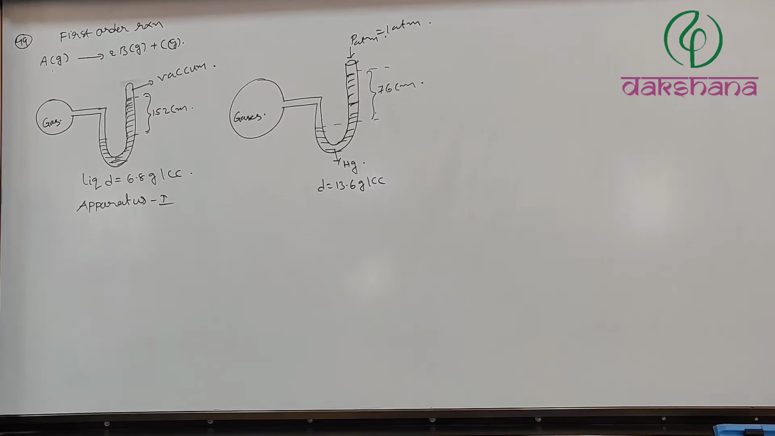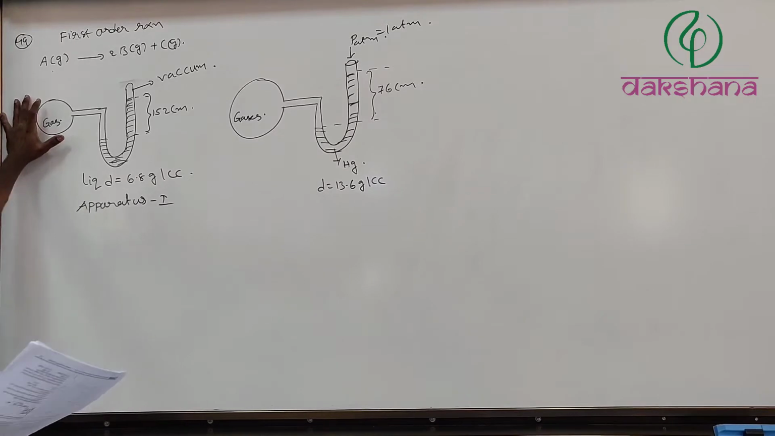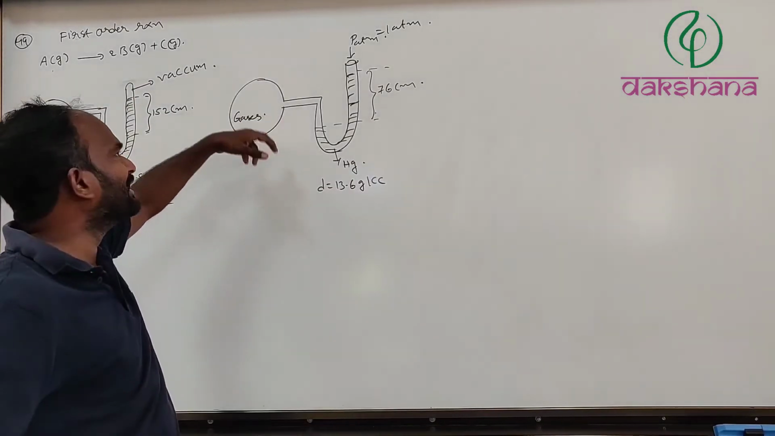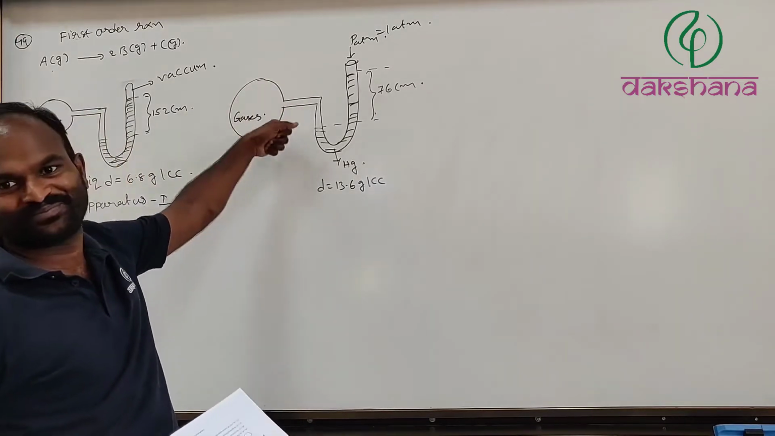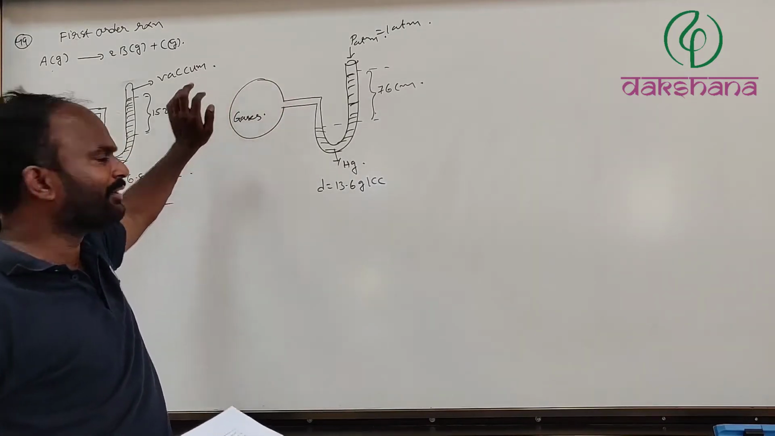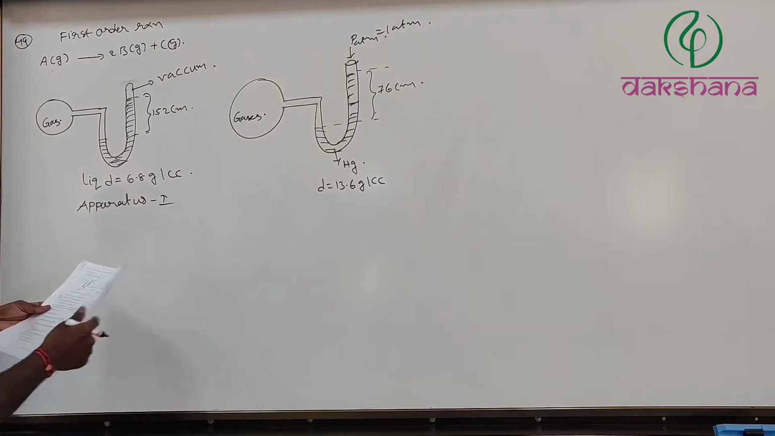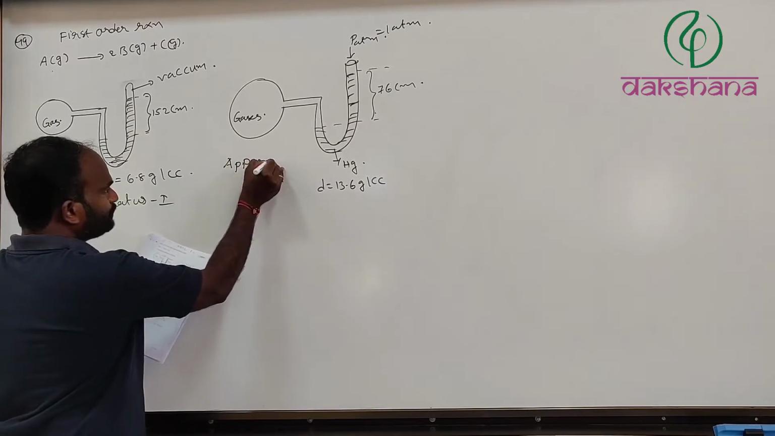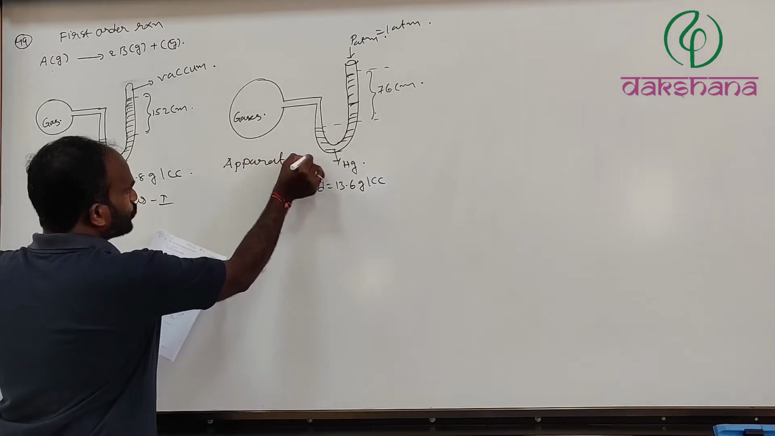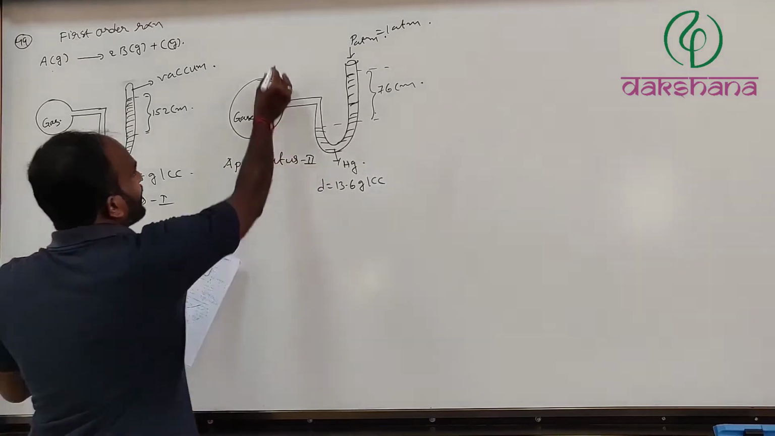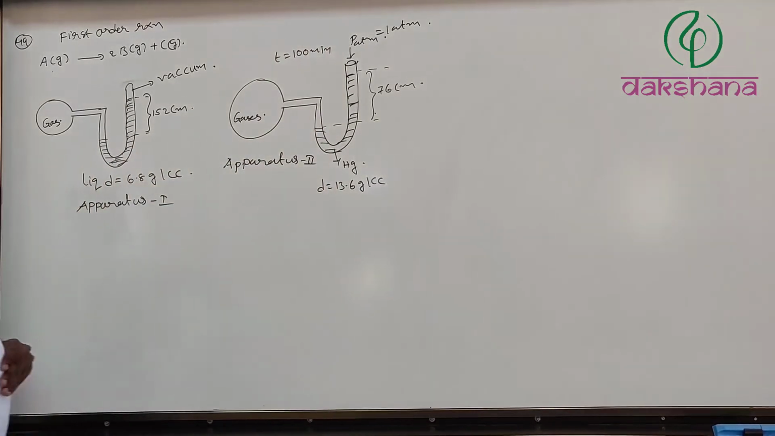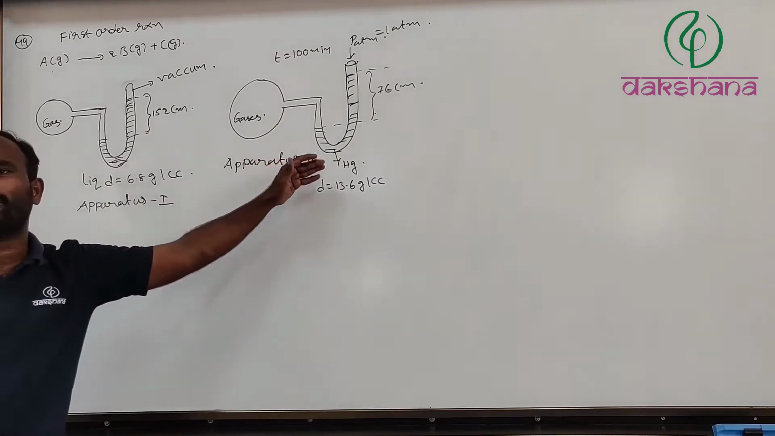But here it is a little tricky, which means initially they have taken it in one apparatus, that is a closed one, and the reaction is further proceeded in the open one. This is the little tricky one. So this is in apparatus 1 and it is in apparatus 2, and also given that time, this is after 100 minutes. So we have to convert this liquid into terms of mercury.